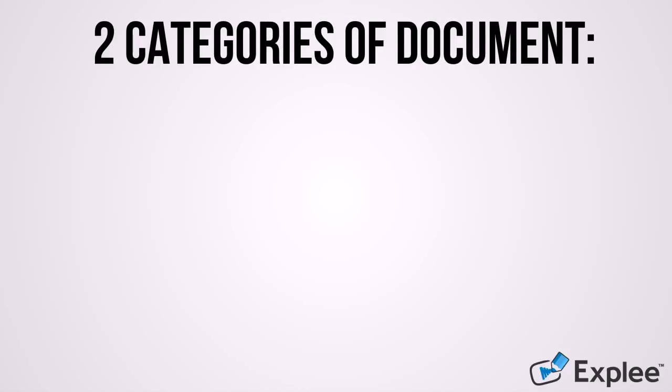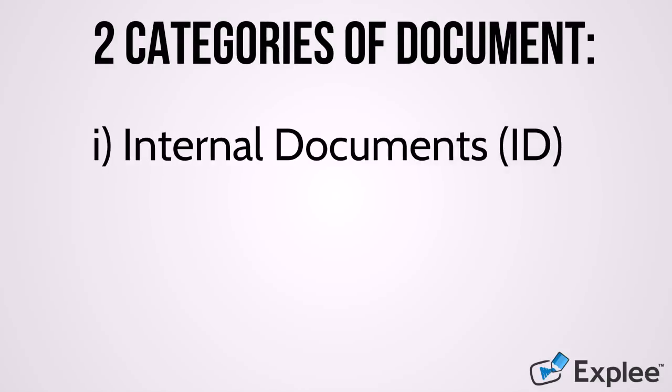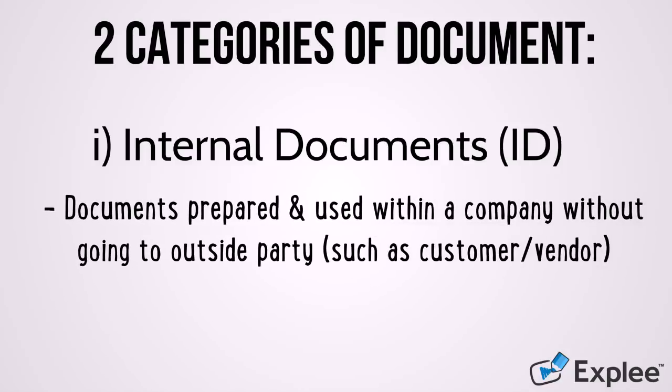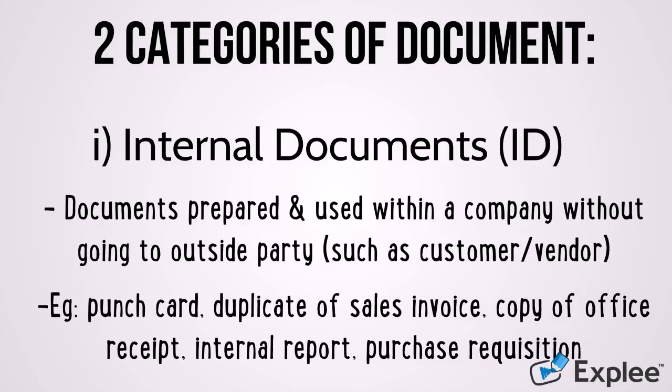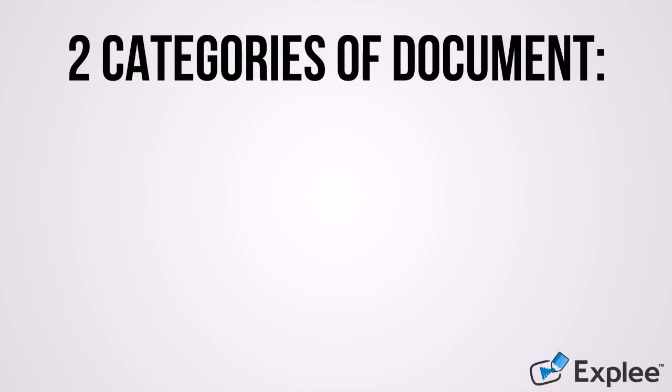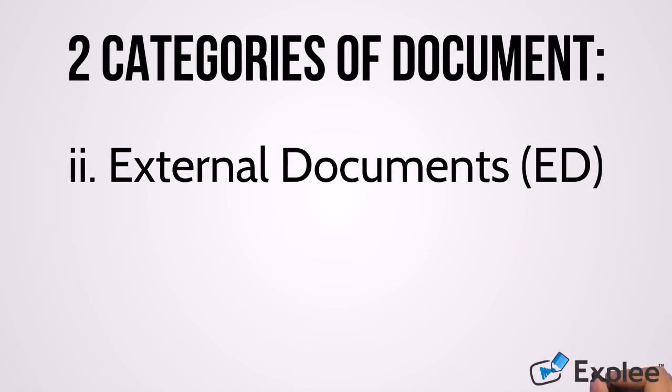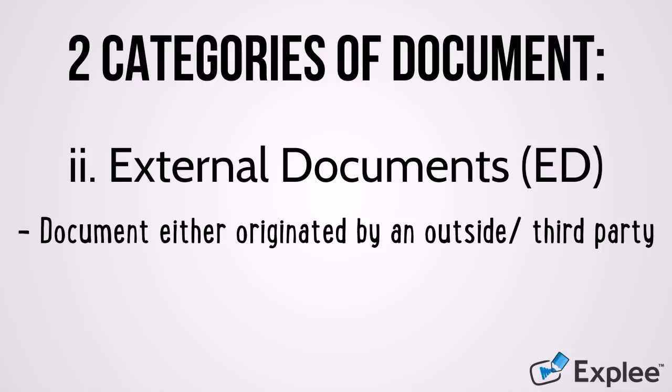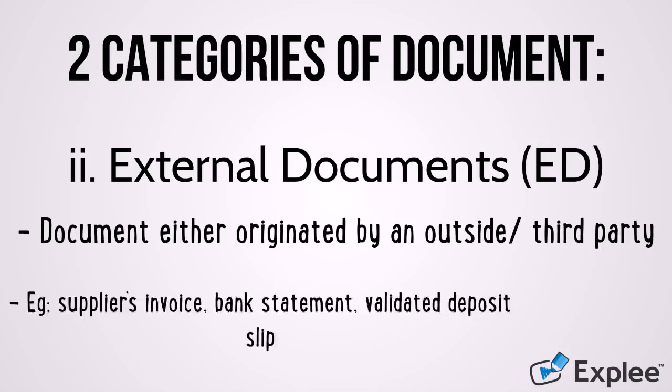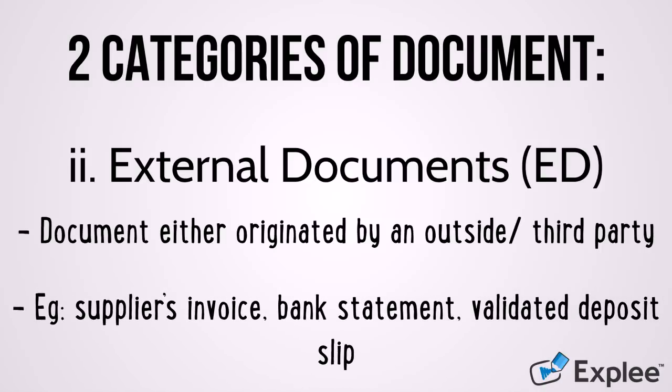There are two categories of document. Firstly, internal documents. These are documents prepared and used within a company without going to an outside party, such as a customer or vendor. For example, punch card, duplicate of sales invoice, copy of official receipt, internal report, purchase requisition. Secondly, external documents. These are documents originated by an outside or third party. For example, supplier's invoice, bank statement, validated deposit slip.